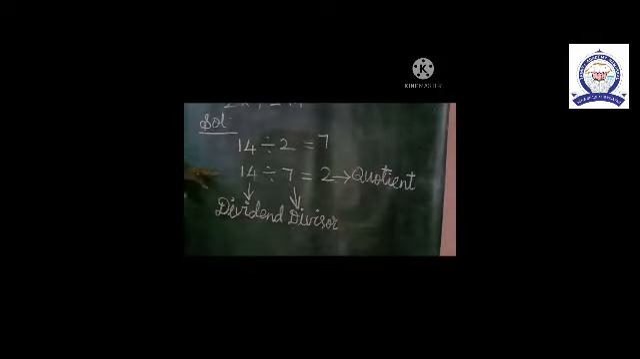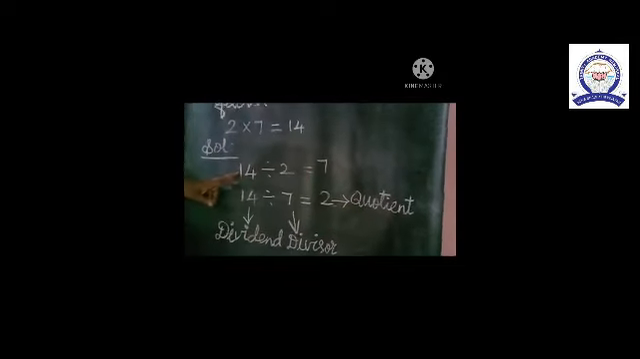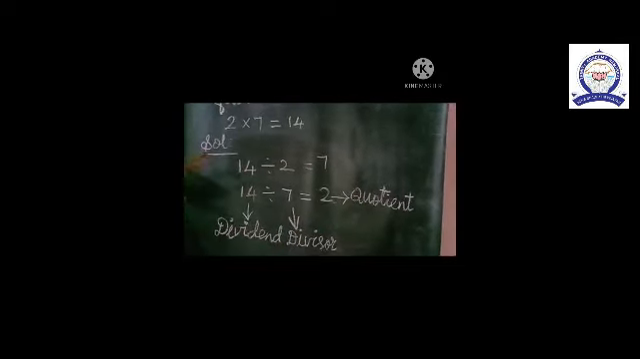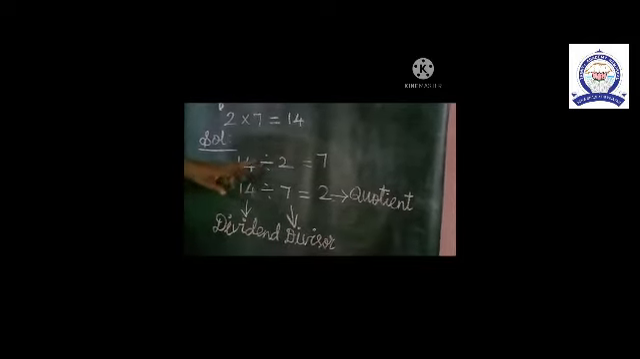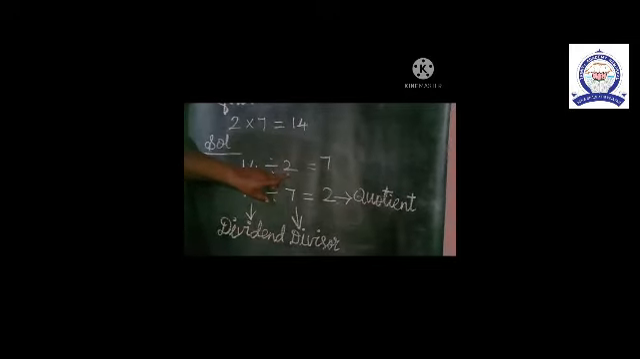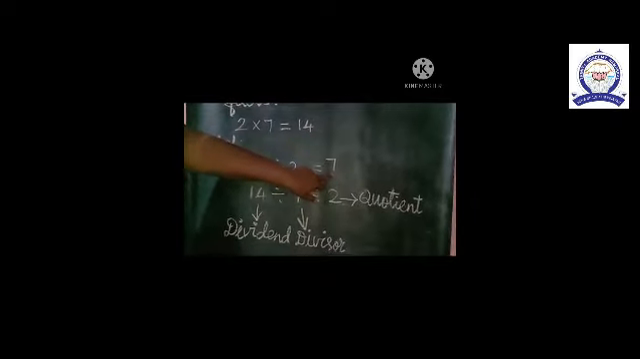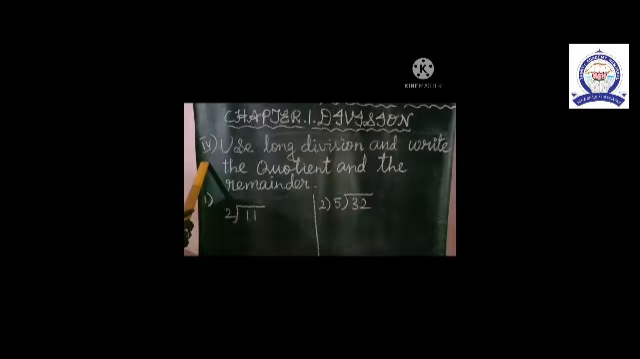I say again, children. This is dividend. This number is divisor. We get the answer, which is quotient. This sum is also a division sum. The first number is dividend, divided by, this is the division symbol. The next number is divisor. We get the answer, which is quotient. Is it clear, children?